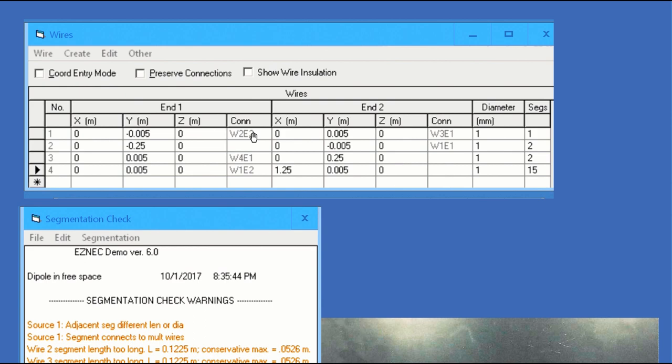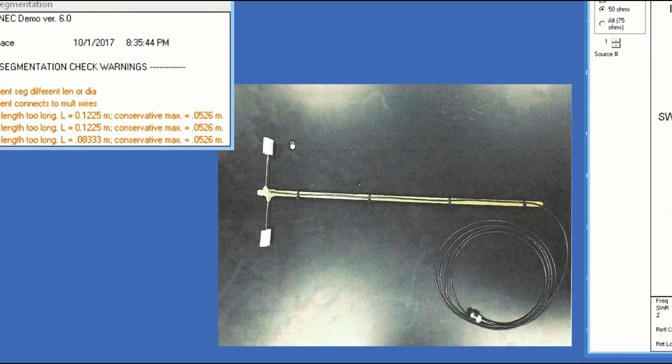And then I connected wires to each of the ends of that, one from 0.005, or 5 millimeters, out to 0.25, and one from negative 0.005 out to negative 0.25. So it looks like the antenna that I was doing here was 0.5 meters long. Wire 4 goes from the connection point of the center lead out a long ways away, 1.25 meters away. And what that wire is describing is the outer shield of the coax.